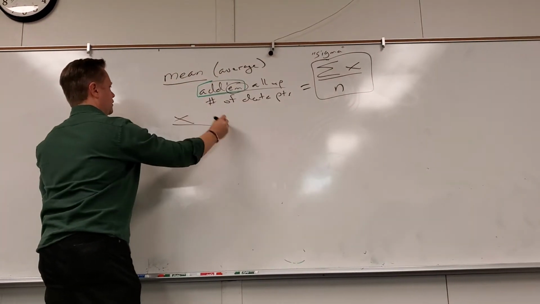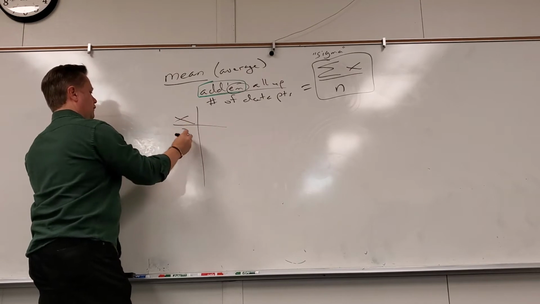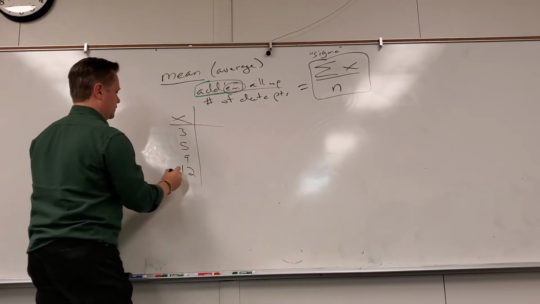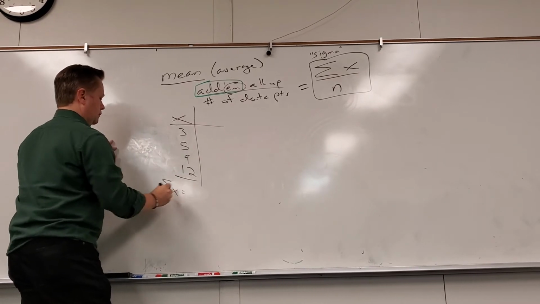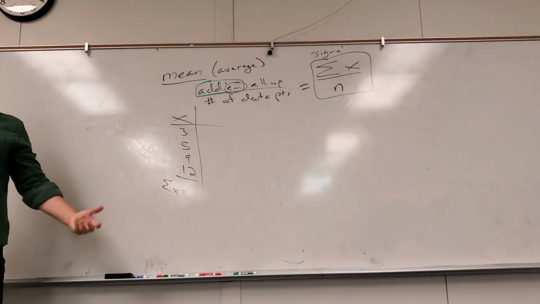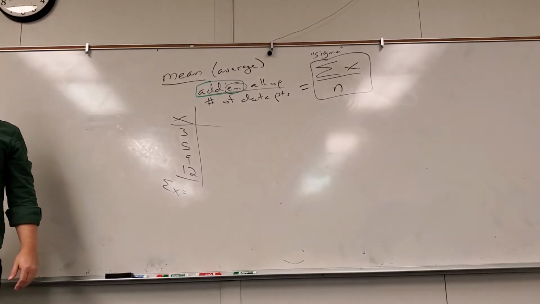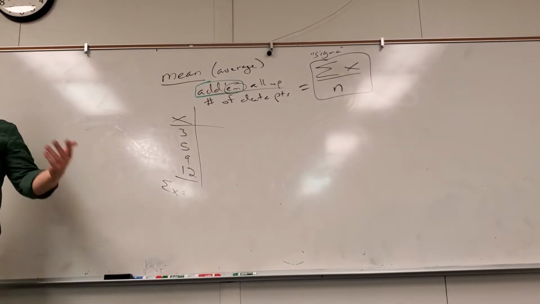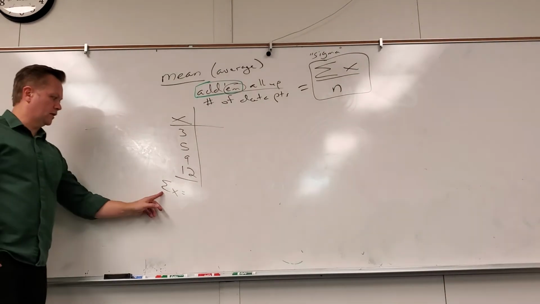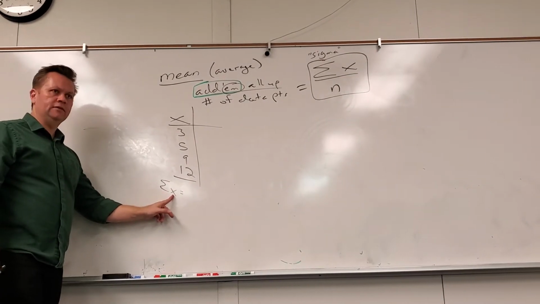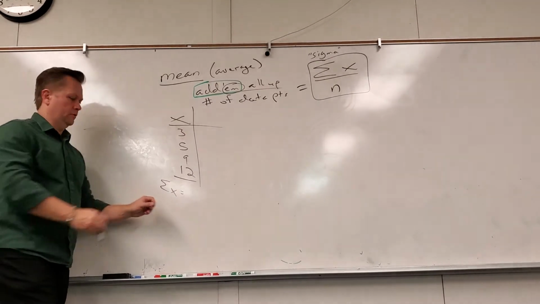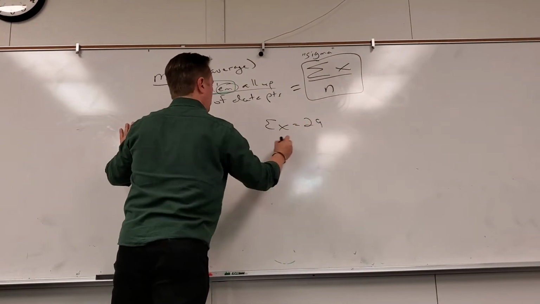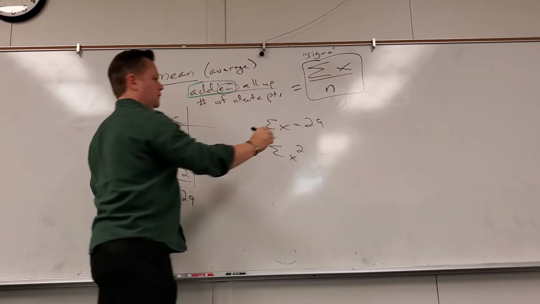So if my x's look like this, what do you got, Jeff? What is the sum of x? 29, right? That's right. Sum these. Let me add them up. So what if I wanted, instead of this, what if I wanted this? Be really careful here.